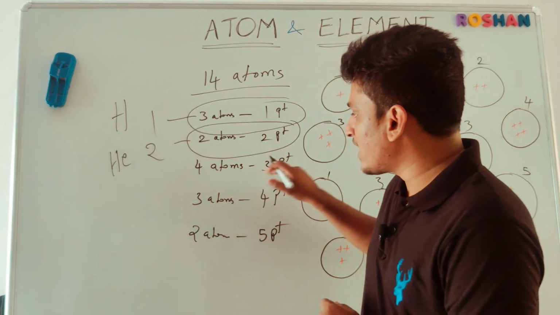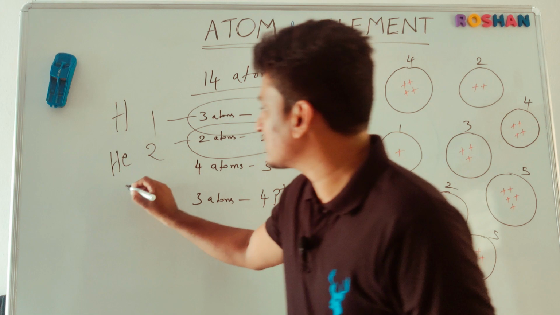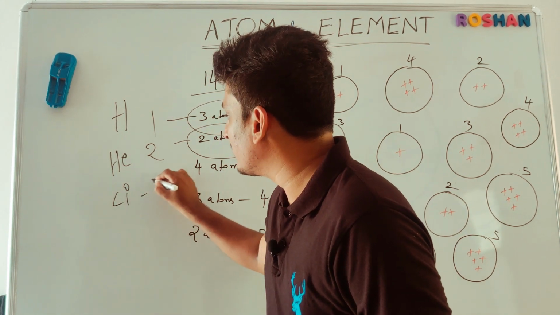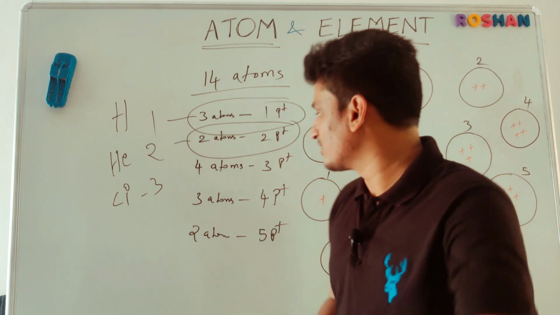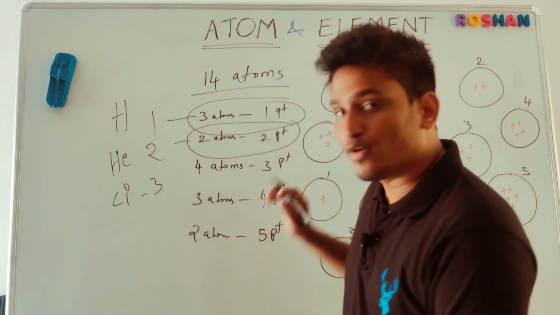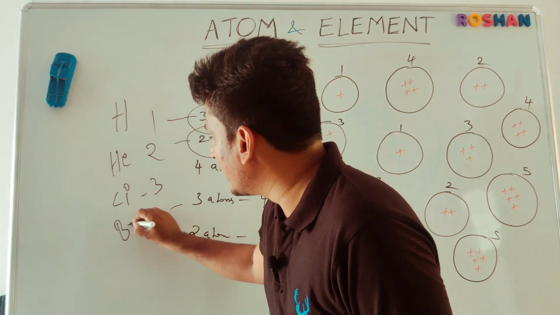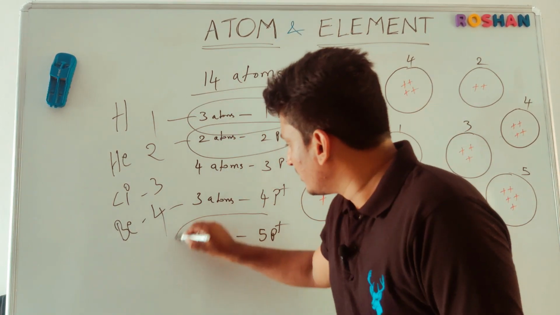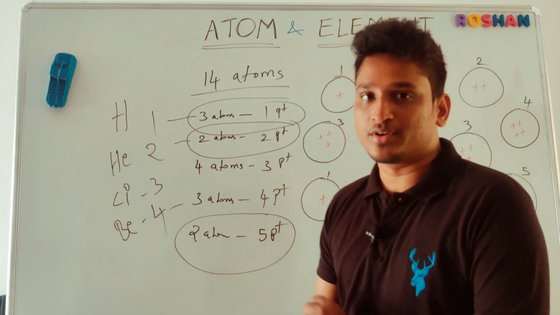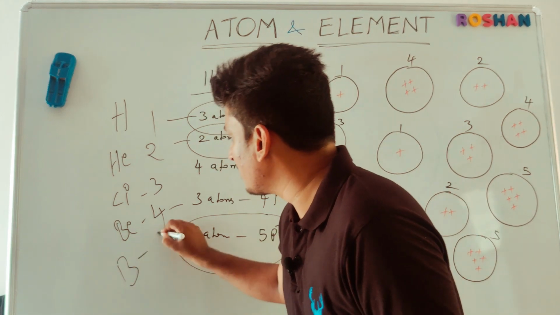And look here, there are 4 atoms with 3 protons each. That is called lithium. Atomic number 3. What is the meaning of atomic number 3, students? It contains 3 protons. And there are 3 atoms with 4 protons. This is called beryllium. What is the atomic number? 4. Why? Because 4 protons are there. And there are 2 more atoms with 5 protons each. That is boron. Atomic number 5.